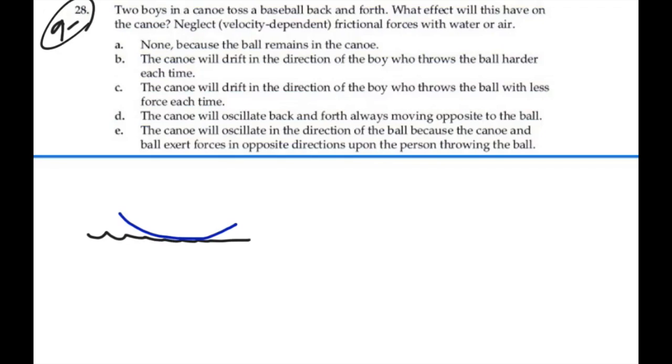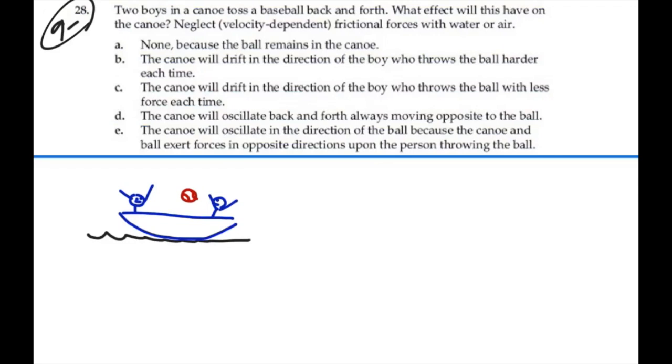Here's our canoe, and here the boys are tossing the baseball around. Every time there's a force, there's an equal and opposite force. So if one boy exerts a force on the baseball, that will exert a force back on the boy and the canoe in the opposite direction.